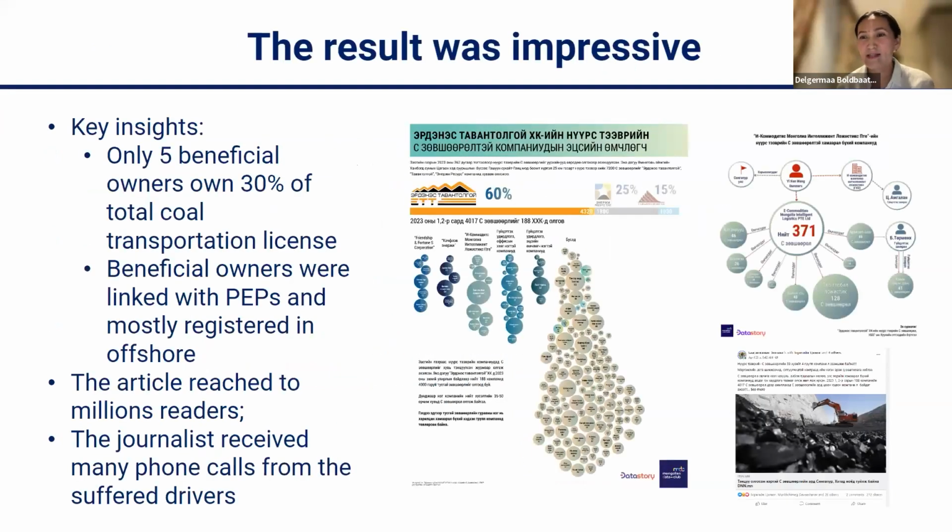The result was impressive, and I would like to share it. One group of journalists investigated these coal transportation companies and tried to answer whether the government organization and state-owned mining companies allocated licenses equally, as they said. Using beneficial ownership data, they found that only five beneficial owners owned 30% of the total coal, and some of them were linked with politically exposed persons or very big offshore companies registered in offshore areas. This was one of the key insights.